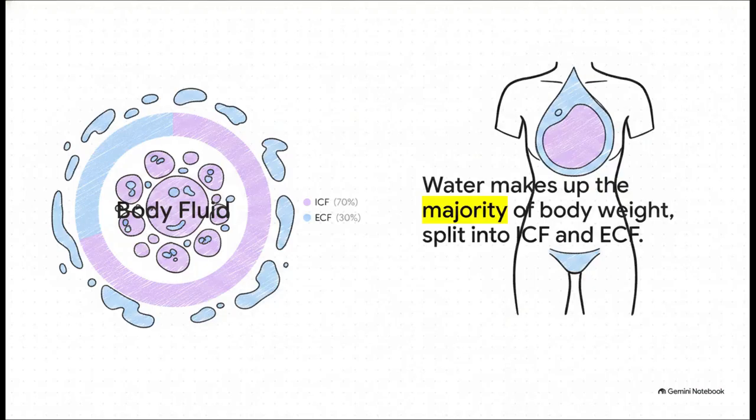Now, what's really interesting about this is, to truly grasp how this works, we need to shrink way down to the microscopic level. Think about the sheer volume of water hiding right out of sight inside you. Water makes up the vast majority of your body weight, but it's not just sloshing around randomly like a water balloon. It's meticulously divided up. Actually, a massive 70% of your total body fluid is intracellular fluid, or ICF. That means it's literally locked inside your body's cells, keeping them nice and plump. The remaining 30% is extracellular fluid, or ECF. That's the fluid hanging out on the outside of the cells.